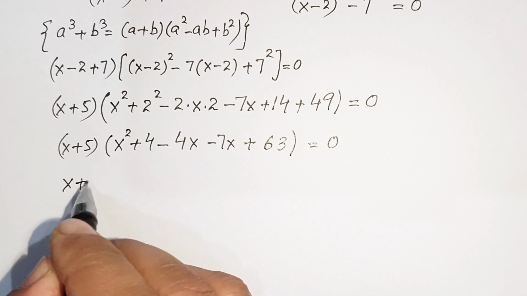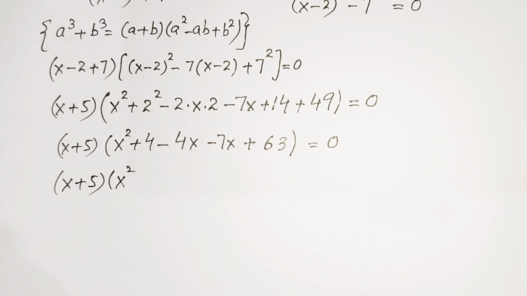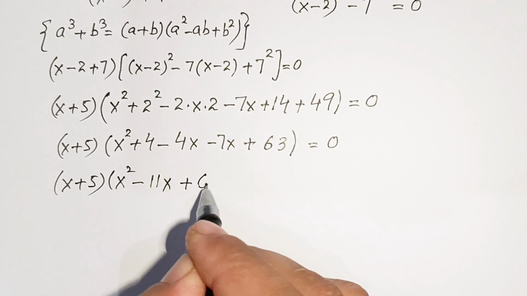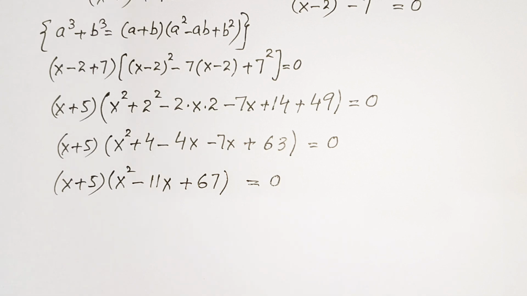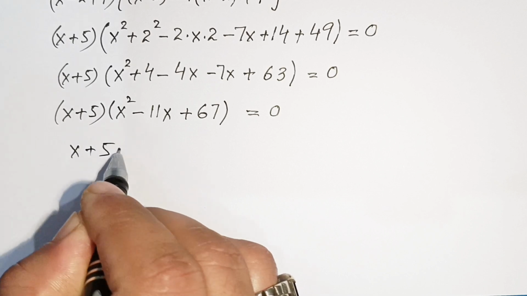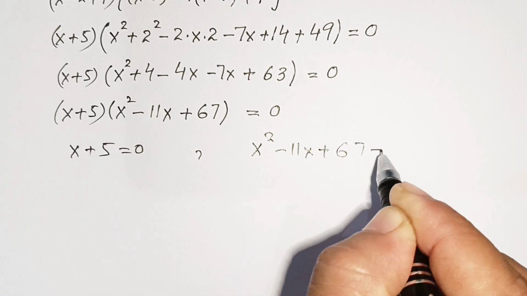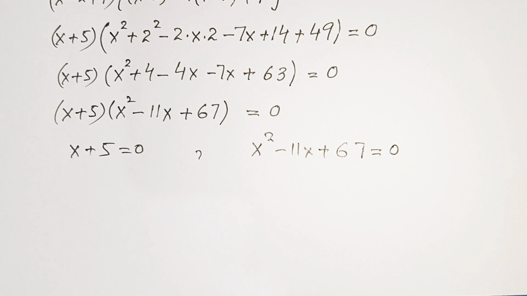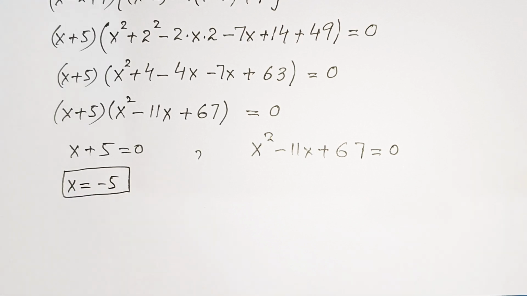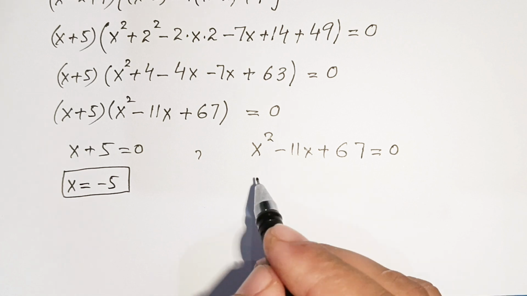So our next step is (x plus 5) times (x squared minus 4x minus 7x, we will get minus 11x, and plus 4 plus 63 is plus 67) is equal to 0. Now our next step: here x plus 5 is equal to 0, and x squared minus 11x plus 67 is also equal to 0. Now x is equal to minus 5. It is our first solution of x, and we see that it is a real solution, and here it is a quadratic equation. We have to solve this by using the quadratic formula.